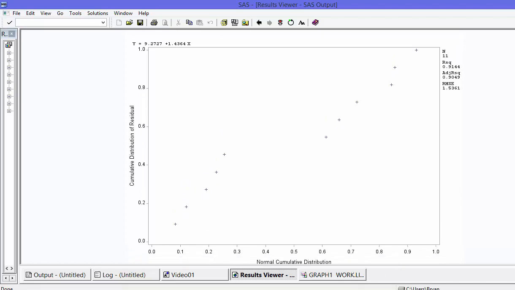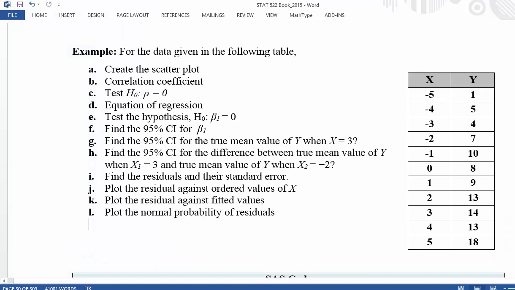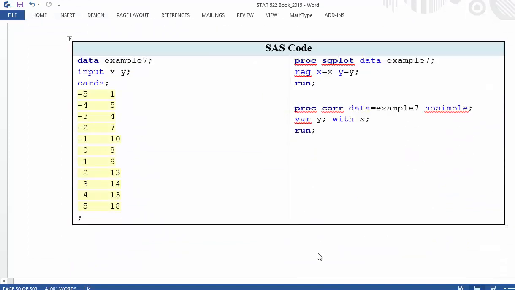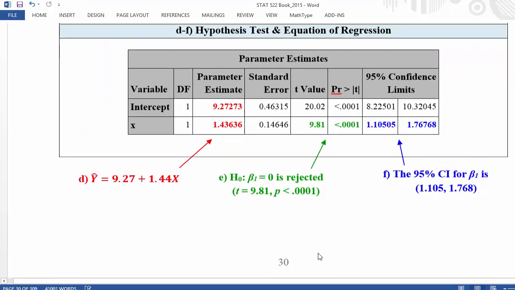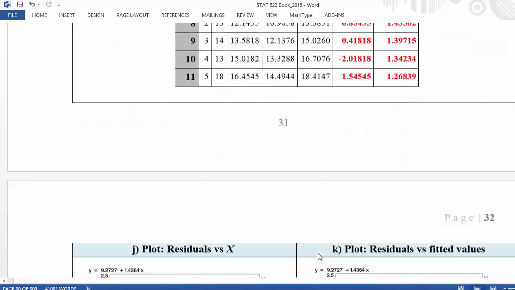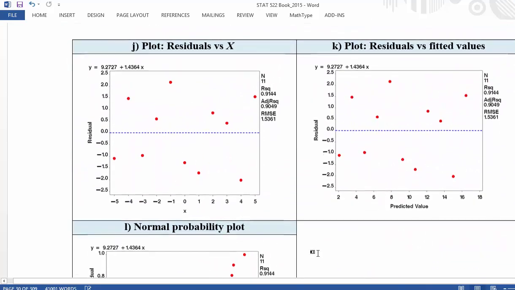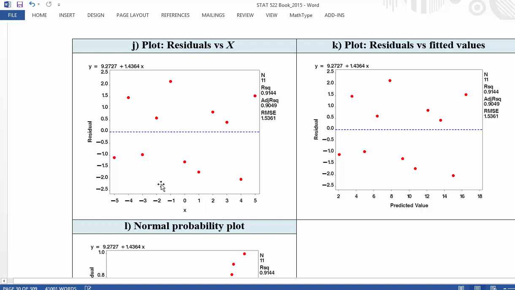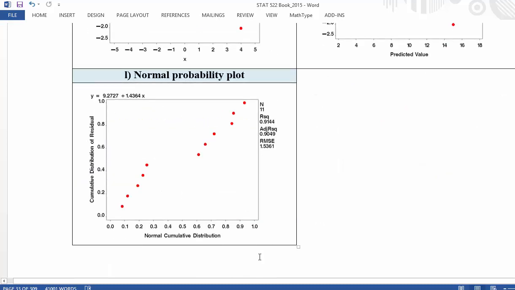So we'll go over to our Word document and have the same graphs. They're a little nicer to read. Right here. So there's our residuals versus x, the ordered values of x, and the residuals versus the fitted or predicted values, and normal probability. And that is it.